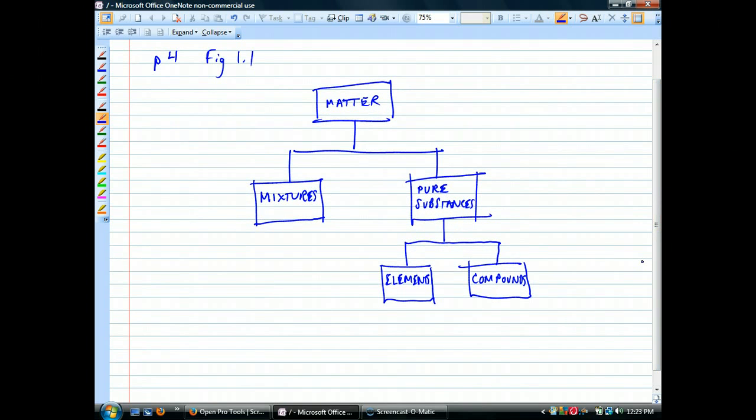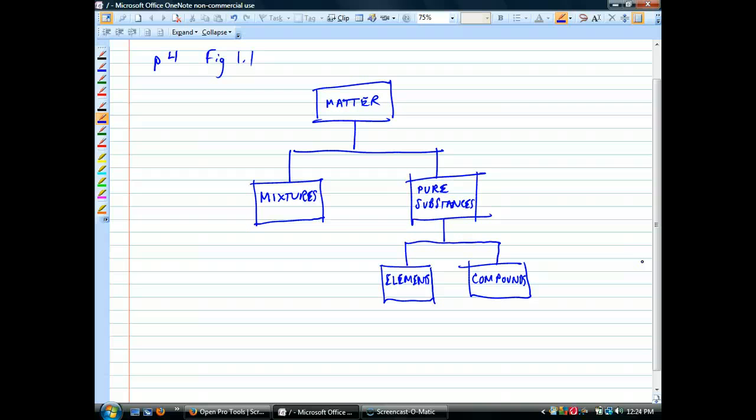Now this, in my mind anyway, is the best way to understand this whole scheme. Start with these: elements and compounds. If you understand what those 2 are, those are what we call pure substances, and nothing else is a pure substance. So if it's not an element or a compound, it's a mixture. So that part is pretty straightforward, I think.